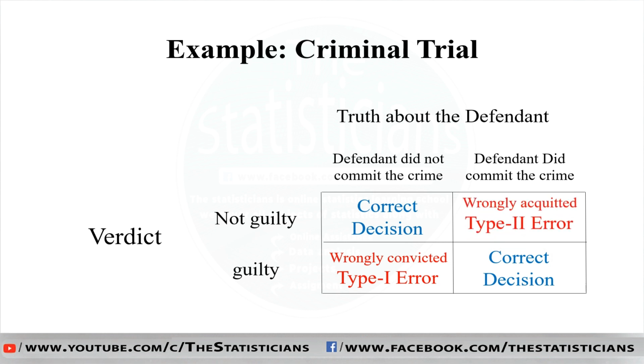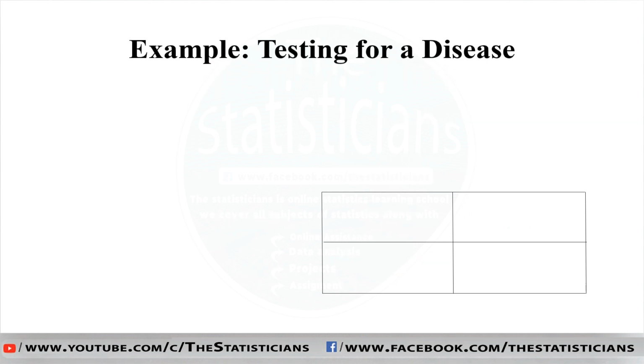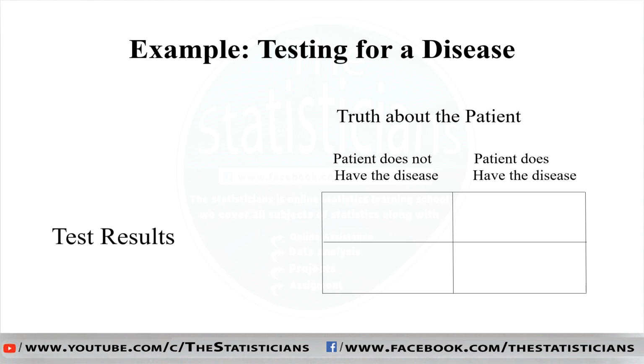Let's look at one more example here, where we would be testing for a disease. Somewhere up here, there is a truth about the patient. Either the patient does not have the disease or the patient does have the disease. Then we take a blood test, let's say, and we get some test results. The results are either negative, saying that the patient doesn't have the disease, or a positive test result saying that the patient does have the disease.